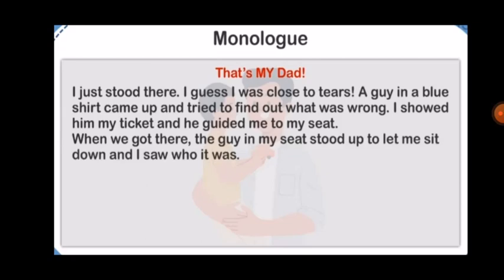A key, that means an important thing, in writing a monologue is to understand your thoughts and feelings and then put them into words. You can read the sample examples of monologues given in your book. And you can also try to write a few monologues on your own. So here we end with this topic, monologue.